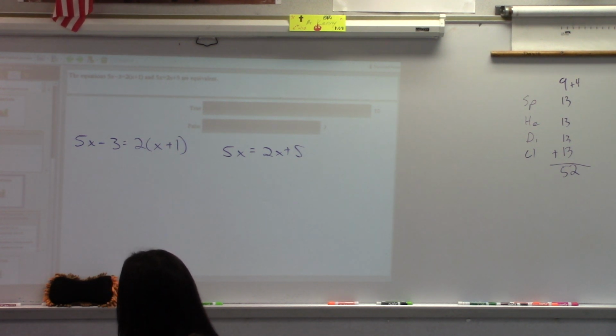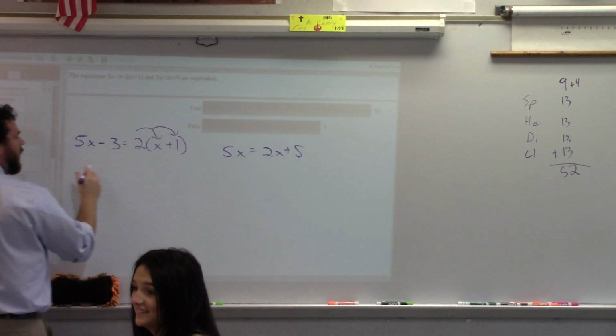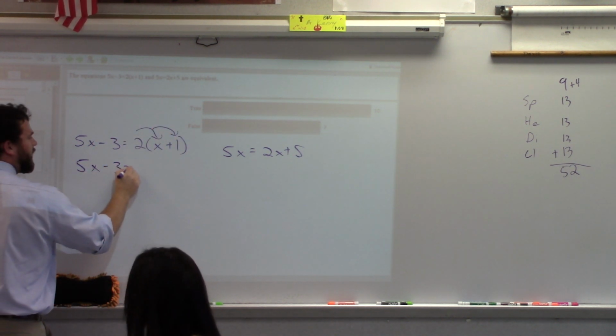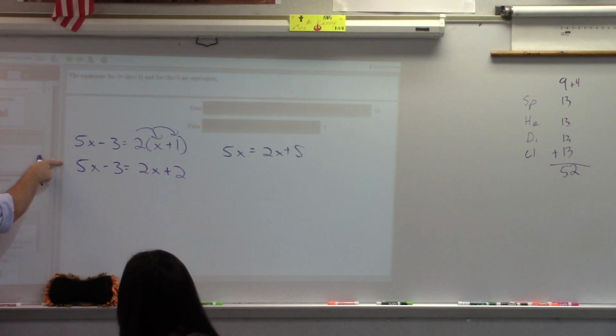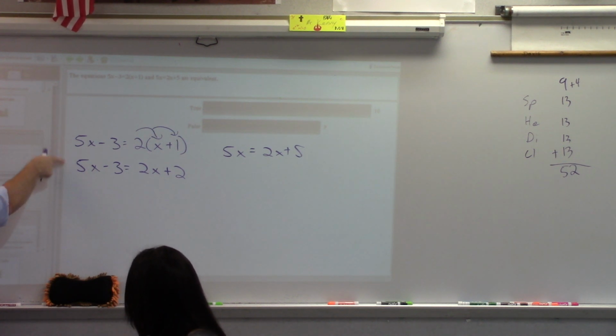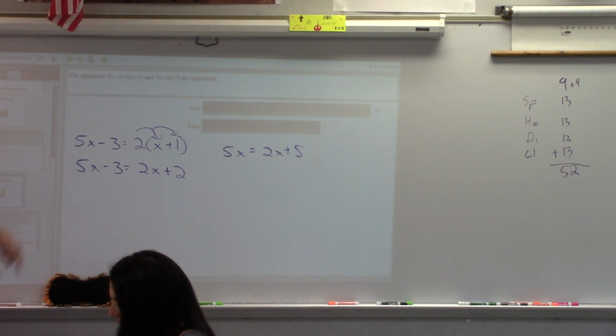Maybe a pipe. Say it one more time. We can use the distributive property. That's a great place to start, right? The distributive property. Alright, so 5x minus 3 is equal to 2x plus 2. Do these look exactly the same? No. They look close, but are they exactly the same? No. Are they still equivalent? Yes, because I used that distributive property, right? So distributive property helps me create equivalent equations.